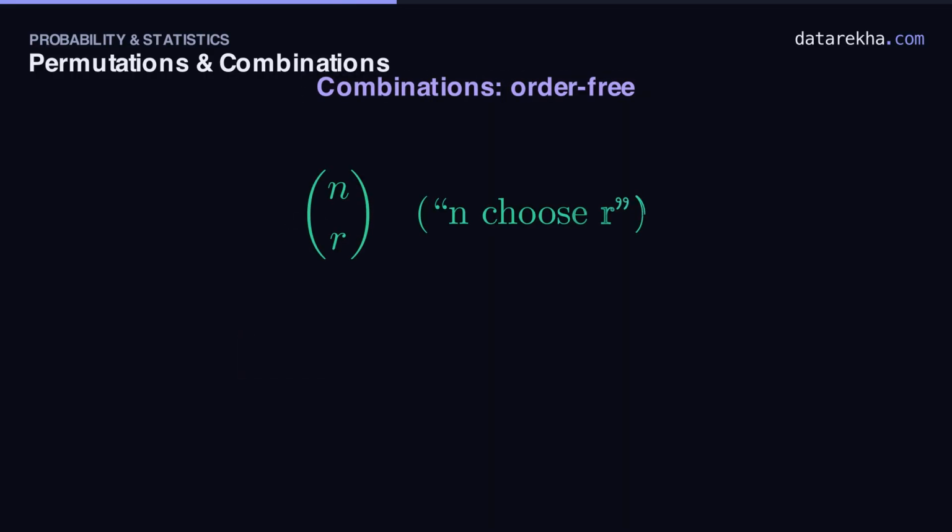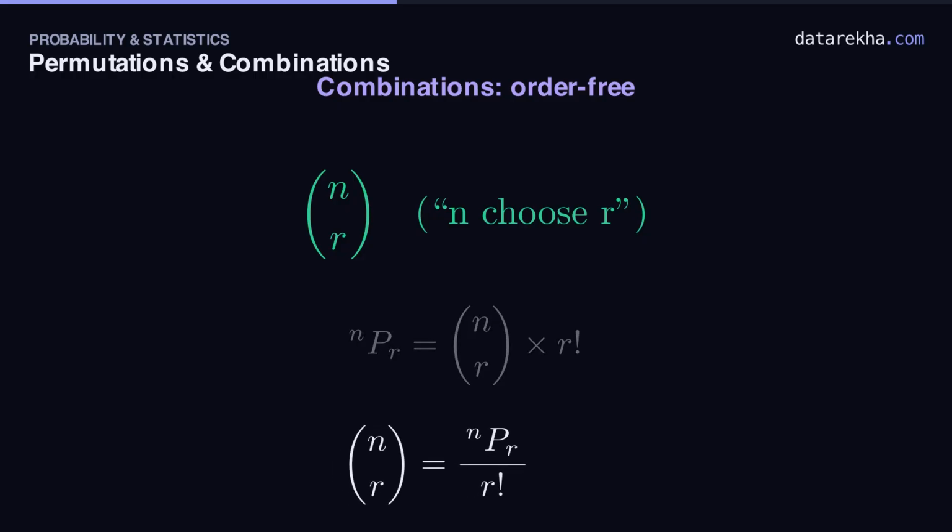Combinations answer the other question. When order does not matter, and you only care which objects you selected, not how they're arranged. Here's the clean link. To build an ordered arrangement, you can do it in 2 steps. First, choose which r objects. That's n choose r ways. Then arrange those r in order, which is r factorial ways. So the ordered count, nPr, is the unordered count times r factorial.